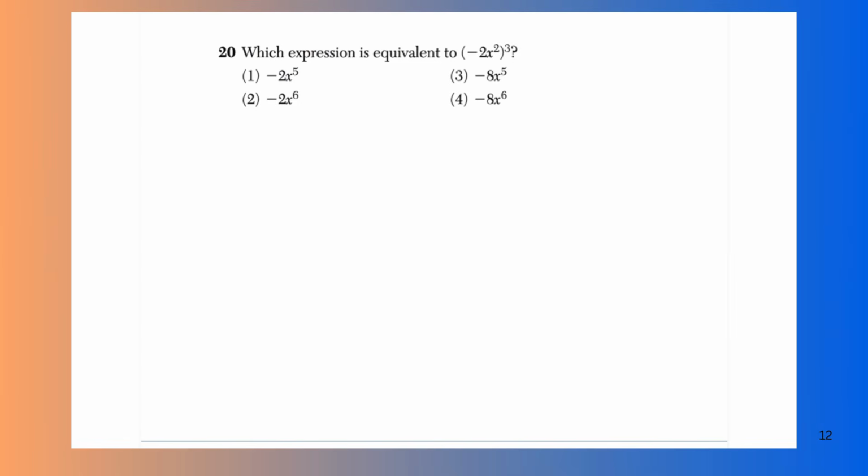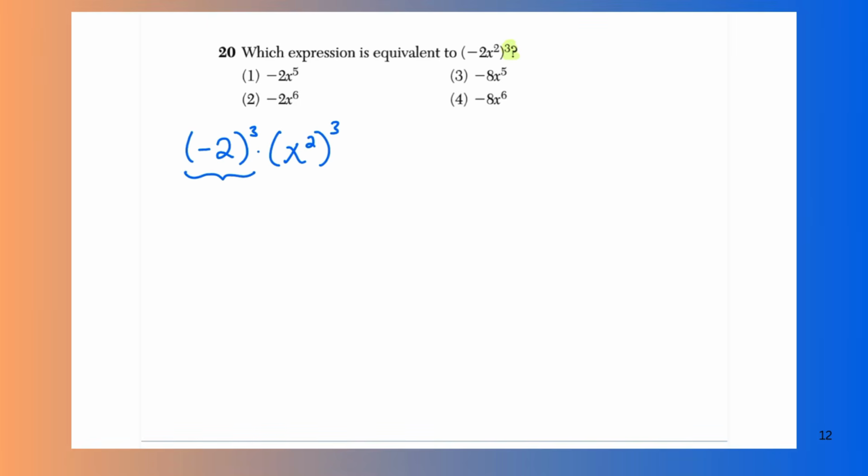Number 20, which expression is equivalent to negative 2x to the second raised to the third power? This 3 that I'm highlighting is the exponent, because it's outside of the parentheses, that means that everything inside the parentheses is my base. Everything inside is being raised to the third power, meaning that I have negative 2 being raised to the third power, and I also have the x squared being raised to the third power.